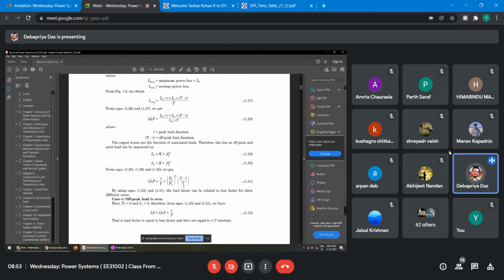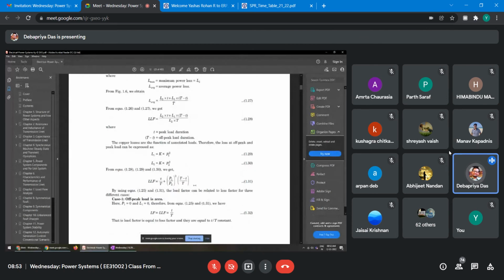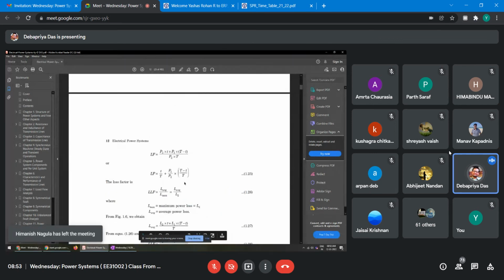Now in some cases we have to consider special situations. So the load factor is coming like this, and the loss factor is coming like this, based on certain assumptions. Now the case of peak load: when off-peak load is 0, that means P1 is 0 and L1 is 0. Here in this equation, P1 is 0.